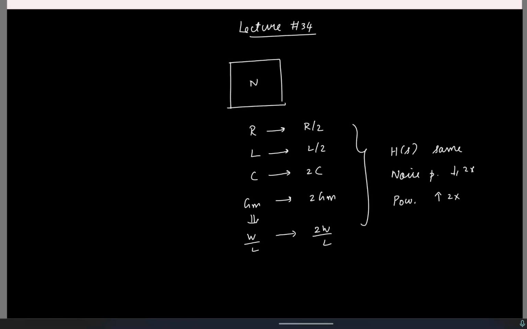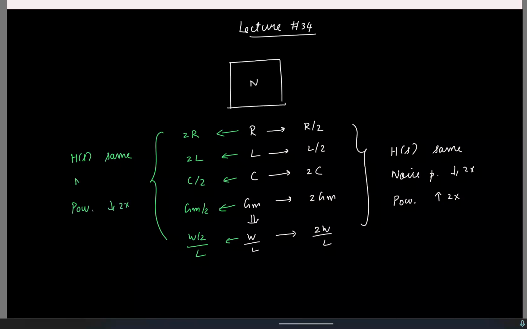The noise power reduces by a factor of 2, but the overall power consumption increases by 2x. Now we can also go the other way, that is, say you have designed a network and you want to reduce the power consumption without affecting the transfer functions. We can do the other side. You can increase the resistances and inductances, reduce the capacitances and the transconductance, so the width also becomes half. Now if you do that, again the transfer function is the same, the power consumption reduces, but the penalty you pay is noise power increases by 2x.